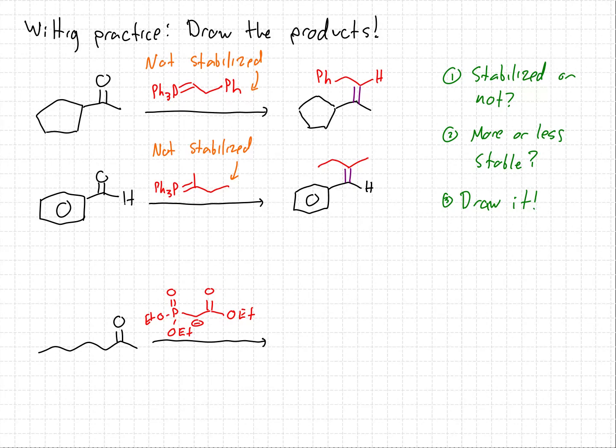The third example is stabilized. This is an example of a Horner-Wadsworth-Emmons reagent, and this will get us the more stable alkene. So in this case, the ester will tend to be away from the longer alkyl chain. That's it for the Wittig reaction.